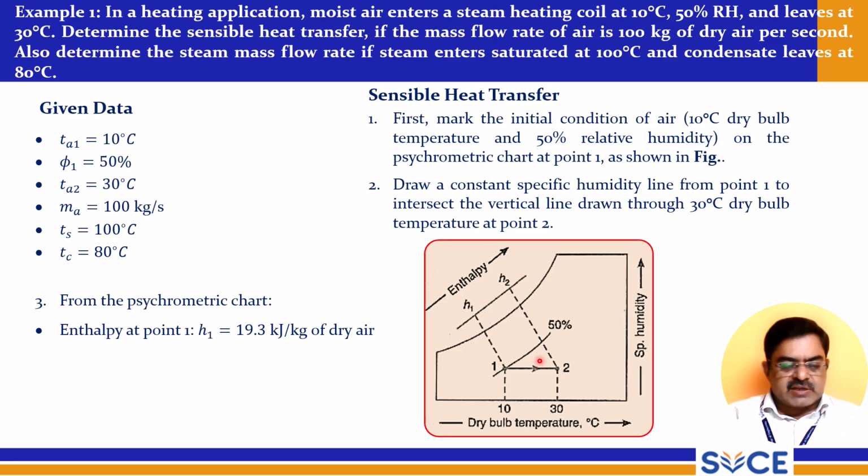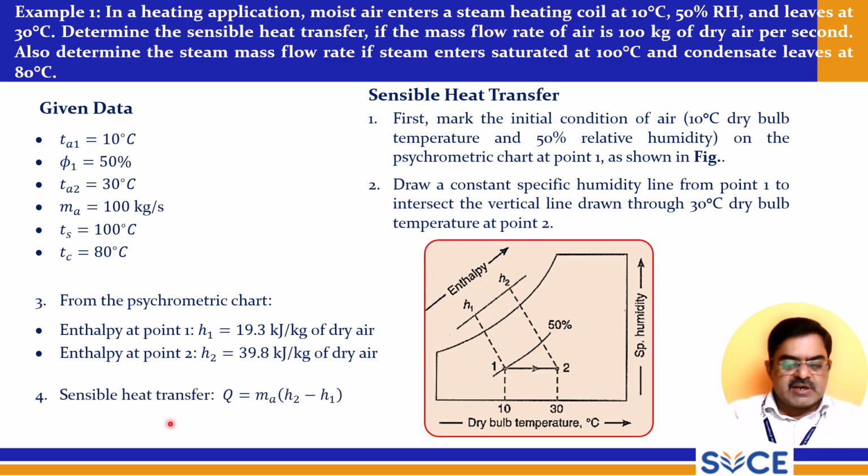From the psychrometric chart we have to find the enthalpy at point 1, H1, and this comes as 19.3 kilojoules per kg of dry air. The enthalpy at point 2, H2, is 39.8 kilojoules per kg of dry air. Sensible heat transfer is equal to Ma into H2 minus H1. Now we know H2 as well as H1, and Ma is also known, that is 100 kg per second. So 100 into 39.8 minus 19.3 is 2050 kilojoules per second. So this is the first one.